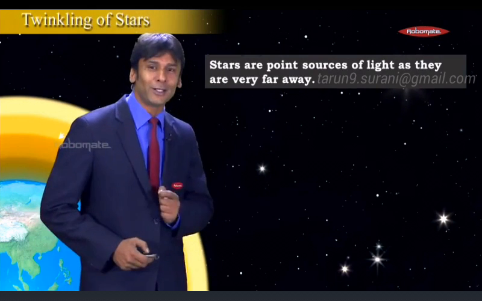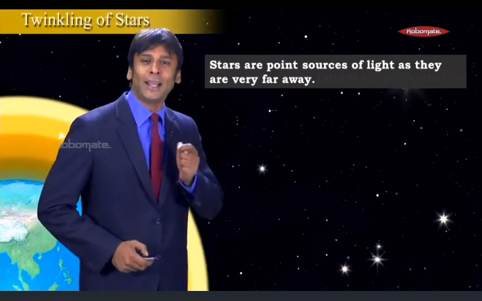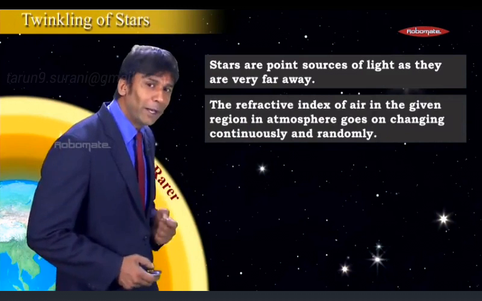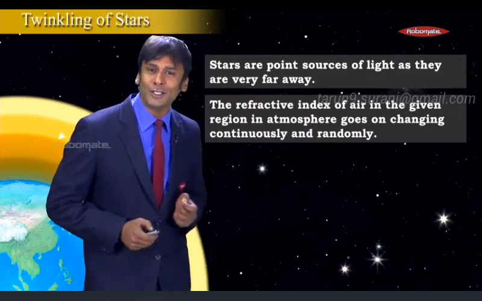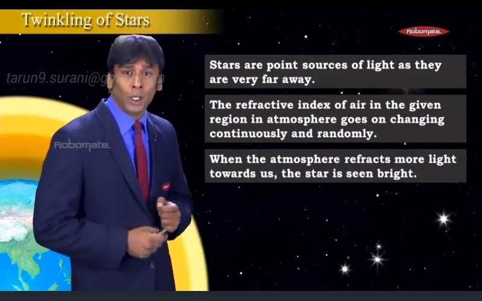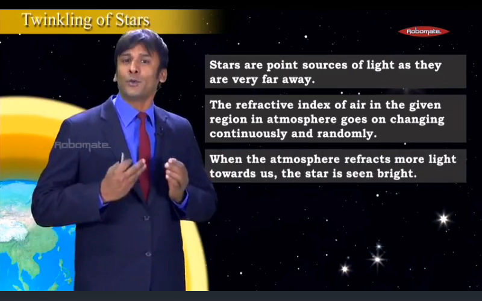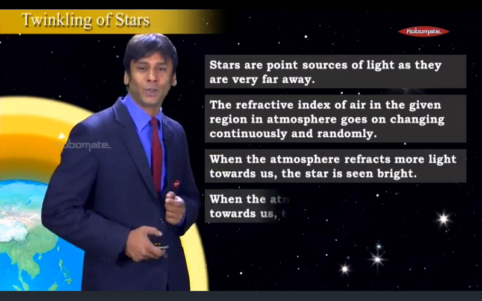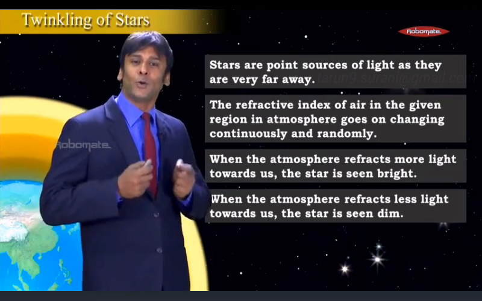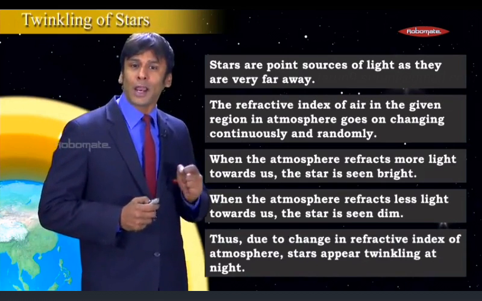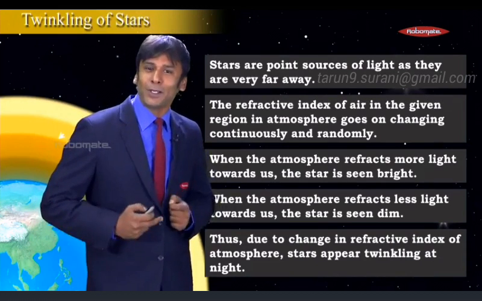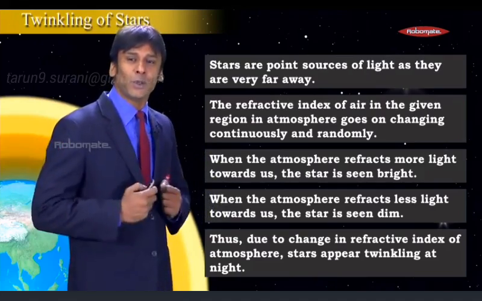Students, this is a very important concept from exam point of view. So if this comes in exam, how do we write the points? The first point, stars are point sources of light as they are very far away. The second point we write is the refractive index of air in the given region in atmosphere goes on changing continuously and randomly. Now, when the atmosphere refracts more light towards us, the star is seen bright. Now, when the atmosphere refracts less light towards us, the star is seen dim. Thus, due to change in refractive index of atmosphere, stars appear twinkling at night. So, these are the points of the answer.